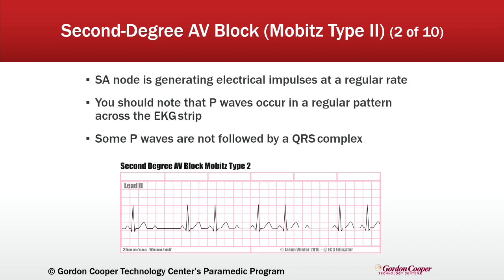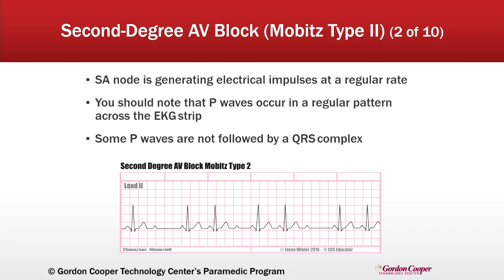So the SA node in this rhythm is still generating impulses at a regular rate. So the P waves are occurring regularly across the EKG strip. But here's the key thing. Some P waves are not followed by a QRS complex. This is because some of the electrical impulses are getting blocked at or below the AV junction, which prevents them from reaching the ventricles and causing a contraction.